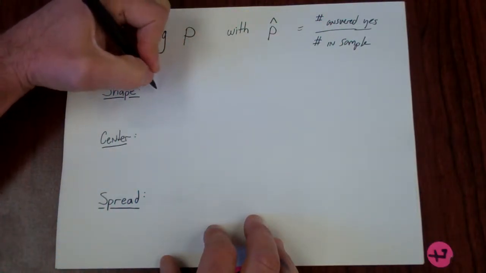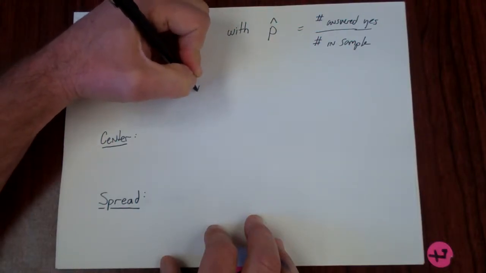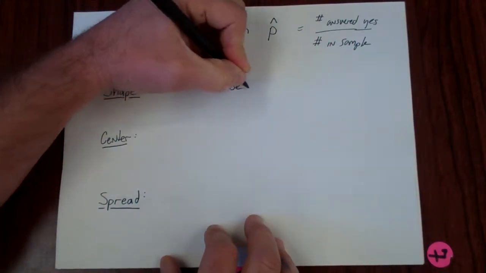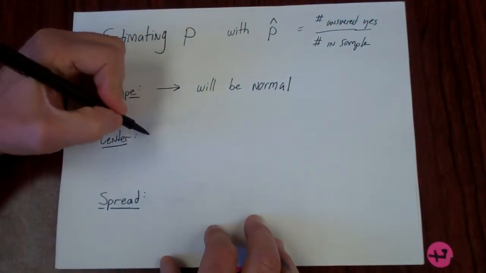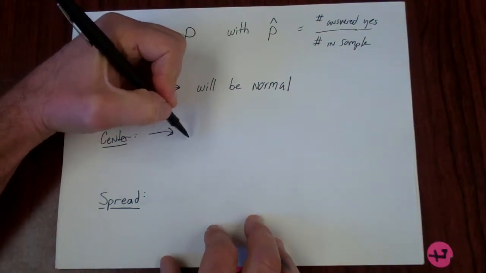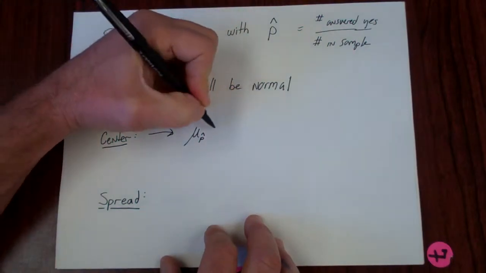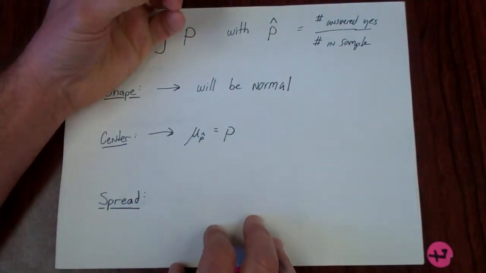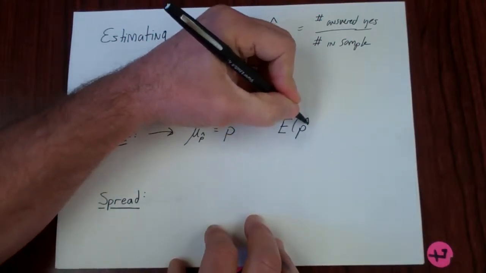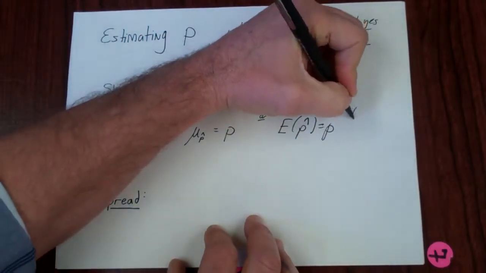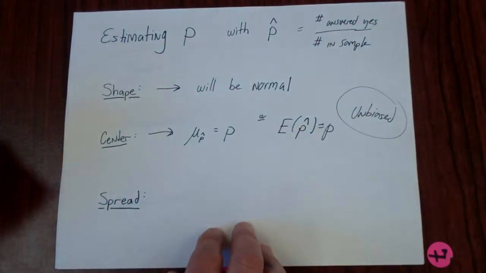The shape is that, under certain conditions, the estimator P hat will be normally distributed. The center is the average, so you can think about mu P hat, which will equal P. Or another way to say it is that the expected value of P hat is equal to P. This simply means that it's unbiased, right? That's the key. It's unbiased.